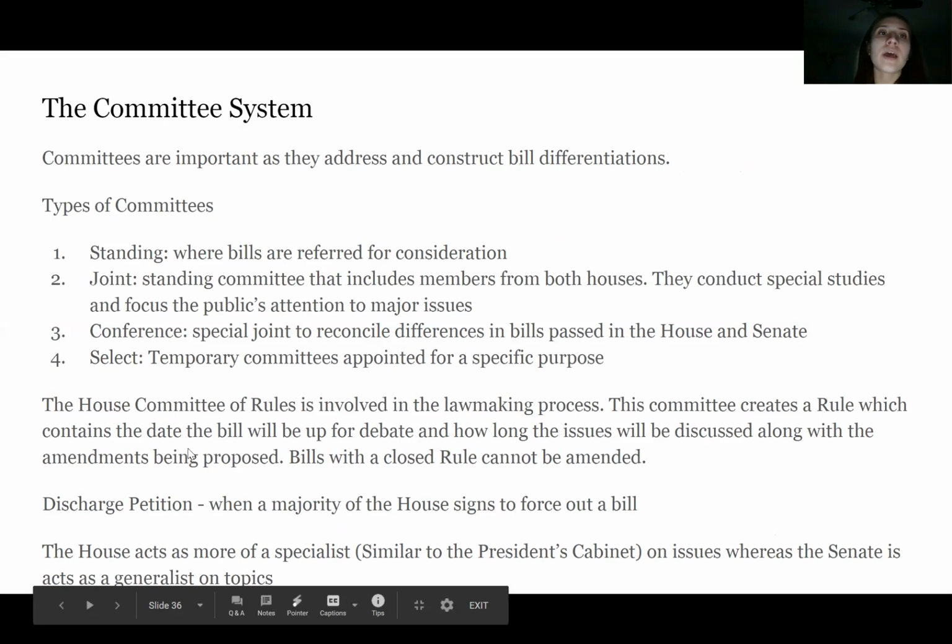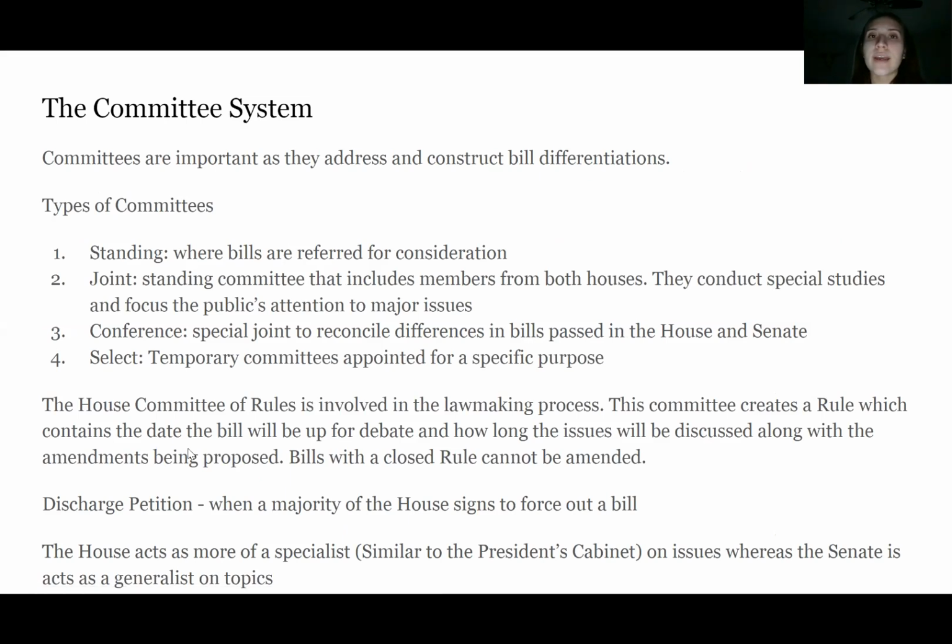Committee systems. Committees are important as they address and construct bill differentiations. So the 4 types of committees is standing. These are where bills are referred, the first place that they go to be looked at and considered. Then we have joint, which is a standing committee, plus members from both houses, both House of Representatives and Senate. They conduct special studies and focus on public attention matters.